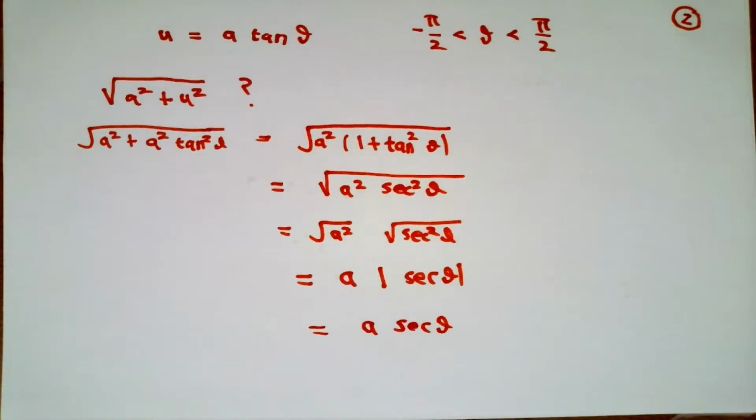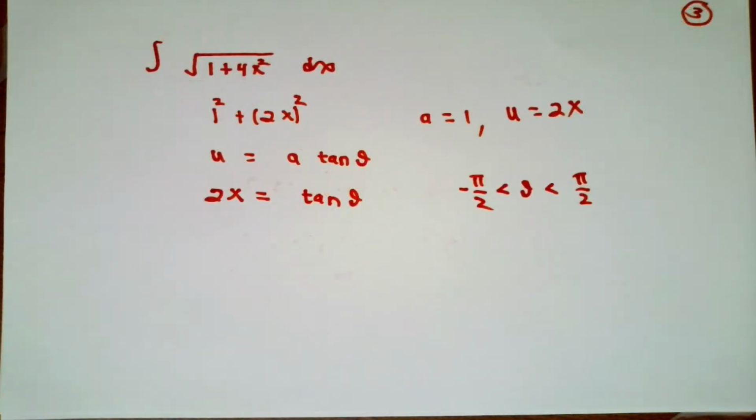By choosing theta to lie strictly between negative pi over 2 and pi over 2, radical a squared plus u squared, under the substitution u equal a tangent theta, always reduces to a times secant theta. As an example, let's look at the integral of the square root of 1 plus 4x squared dx. The quantity underneath the radical sign could be written as 1 squared plus the square of 2x. I'll think of the a as being 1, the u as being 2x, and since I'm supposed to make u equal a times tangent of theta, I'll let 2x equal tangent of theta, where theta is in the specified range of values that we have previously discussed.